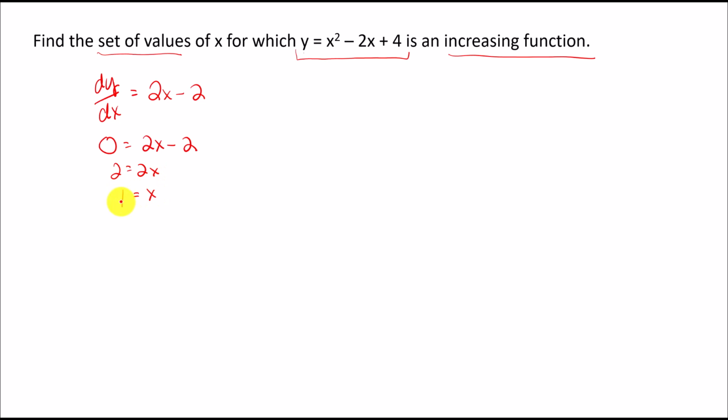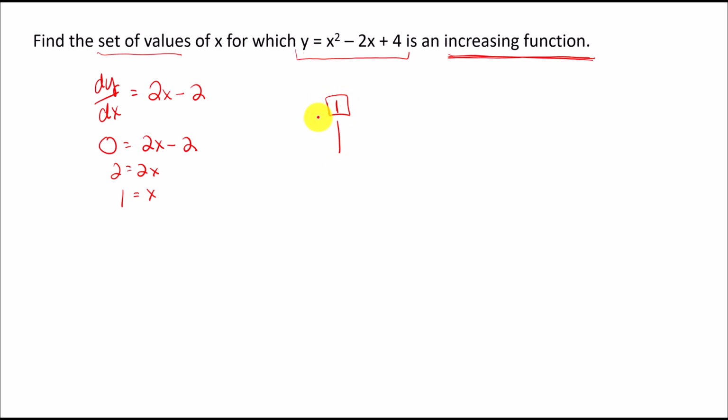Now, if I had been asked for stationary points, I would need to find the y value of that to state my stationary point. But since I wasn't asked for that, I'm only asked where is this increasing? Where is f, or y in this case, increasing? I don't need to do anything else with that other than go straight to my sign chart. So that x equals 1 is going to be part of my sign chart.